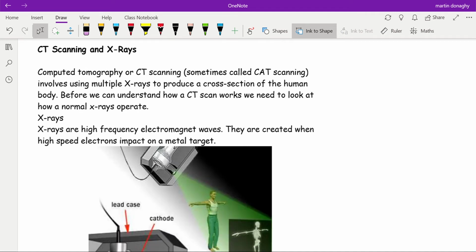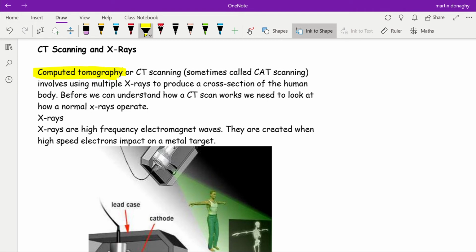The next section of this booklet looks at CT scanning and X-rays. First year we did this, we spent weeks and weeks looking at how CT scans work, how they operate, how we generate them and everything else. And the question that they asked in the paper was, what does CT stand for? So do learn off the basics. It stands for computed tomography.